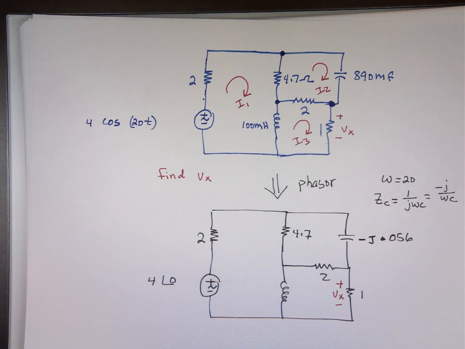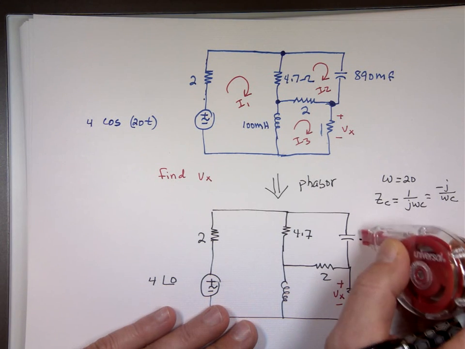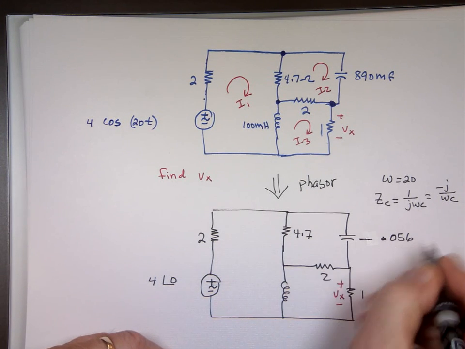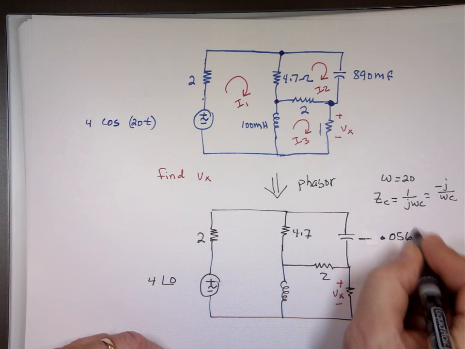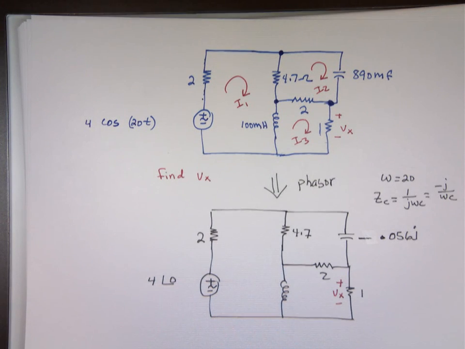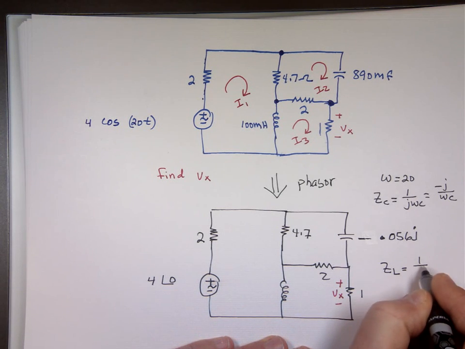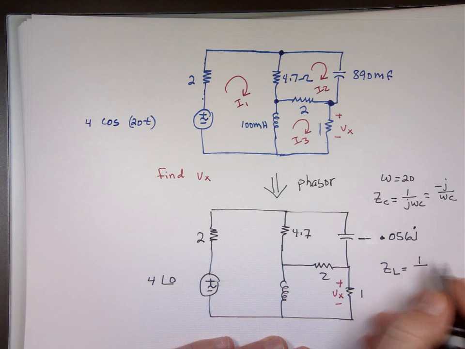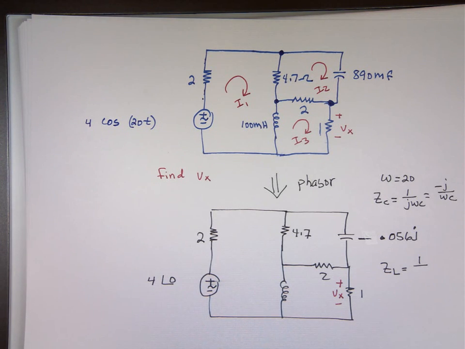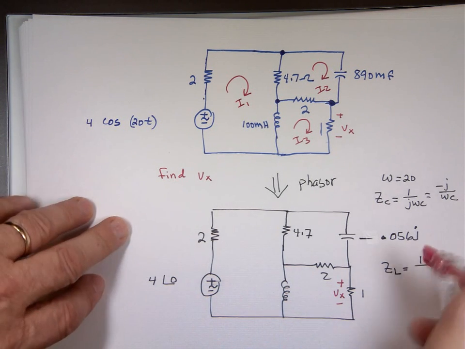Is there any distinction between writing the j first or after? Nope. I'm not really a fan of writing it this way. I usually put the j at the end. I go negative 0.056j. I like it better that way, me personally. And this will be a plus j here because the value for the inductor is j omega L. I'm going to say 1 over j omega C. That's a capacitor, j omega L.